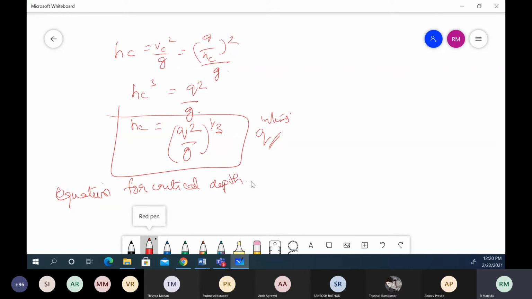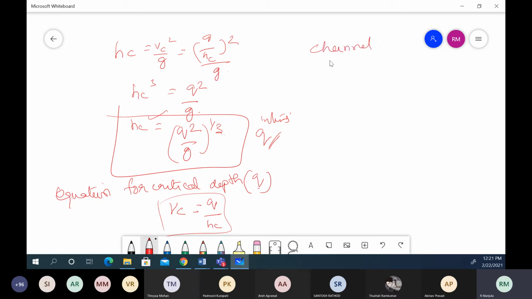When discharge per unit width through the channel is given to you, that is small q is known to you, then you can estimate what is your HC. If HC is known to you, you can find what is your VC, because VC is going to be q by HC. In this way we can find out HC and VC.